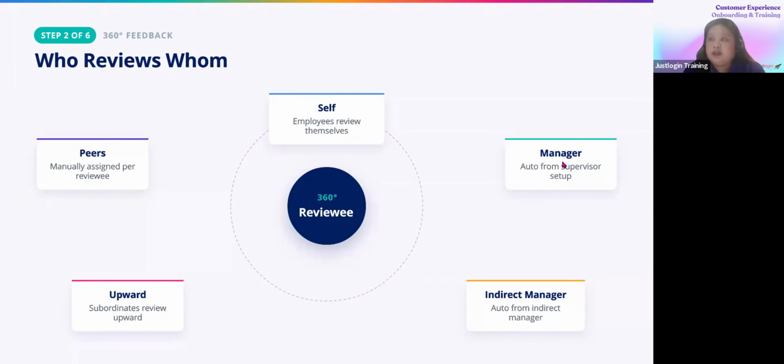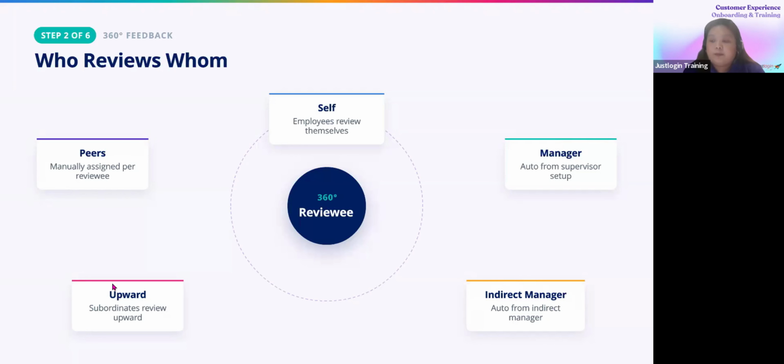Next, the manager. The manager review is most common, because we want to know the ratings or the feedback of a manager to their people. And this is automatic from the supervisor setup in our people module. Aside from the manager, we also have the indirect manager, because some companies have a manager and also sub managers or team leaders within the team. So in appraisal, we also have indirect managers who can answer automatically from the indirect manager setup. This is in the user admin.